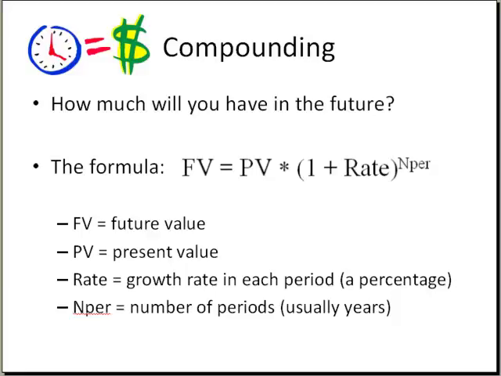Here's the formula. Future value equals the present value, the amount you started with, times 1 plus the interest rate to the power of n per. What does this mean? It means that you can calculate the future value, FV, of a sum of money you invest if you know the amount you are investing, PV for present value, the rate you expect your investment to grow, rate, and the time you expect your investment to grow, n per, for number of periods. We're going to use years for the last item.